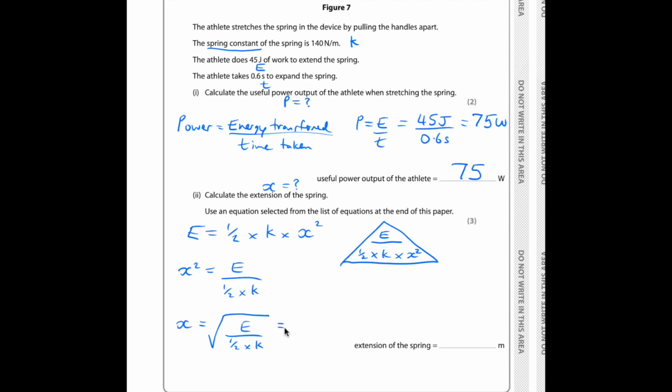Right, let's pop the numbers in. The energy was 45 joules. k was 140 newtons per metre. Now remember, you type in 1/2 into your calculator by doing 0.5. And that comes out as 0.80.